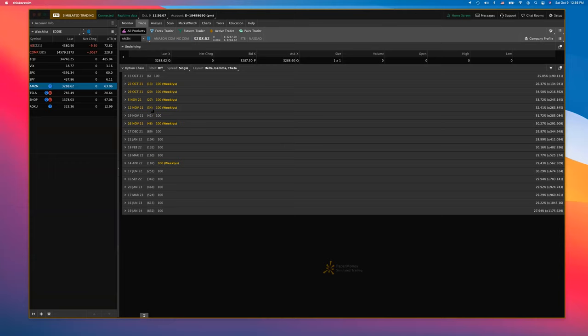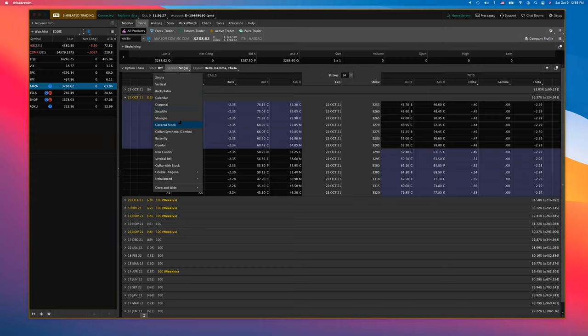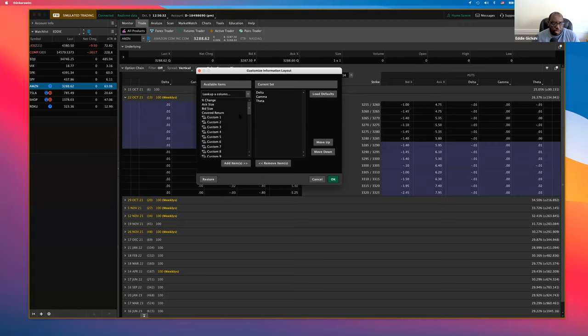What expiration are you thinking? I've typically been doing Amazon. Let me see. I'd probably do the 13 day, the October 22nd. Okay, weekly. So you said you want to do a debit spread, a vertical. Vertical, debit spread. Let me fix some of these things here. Customize.